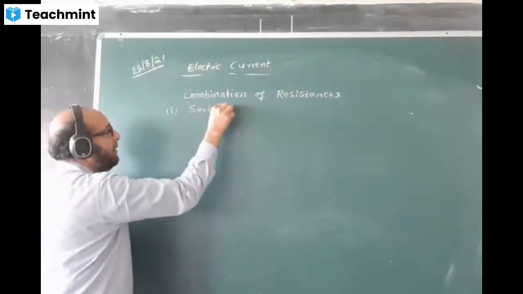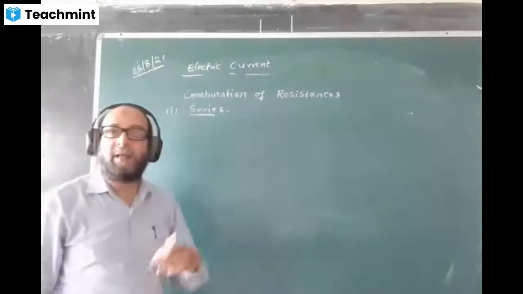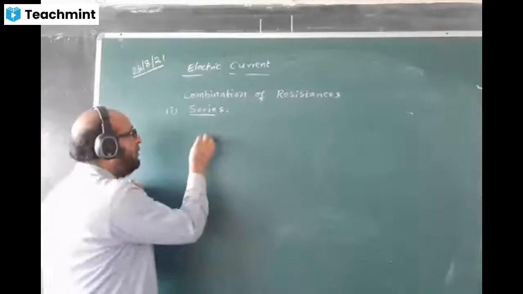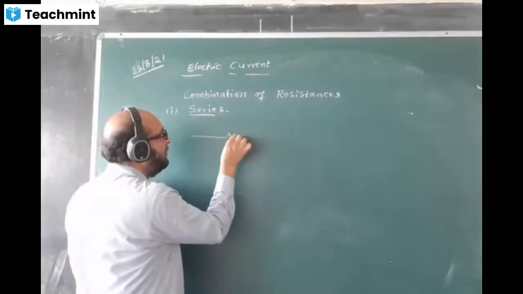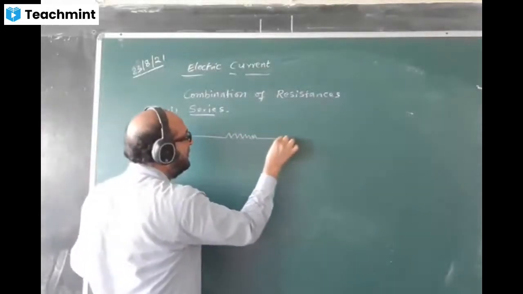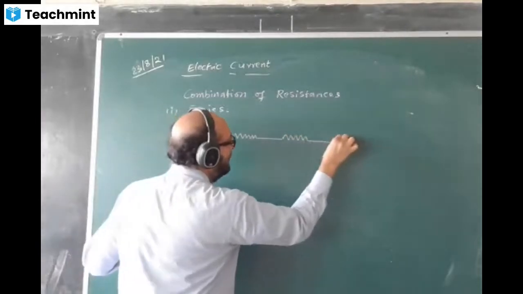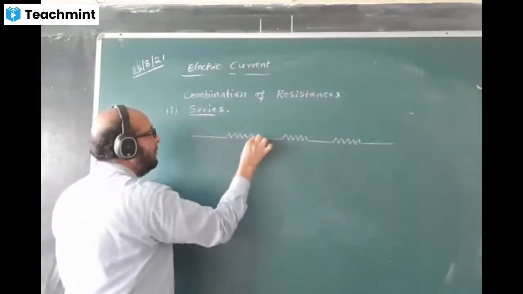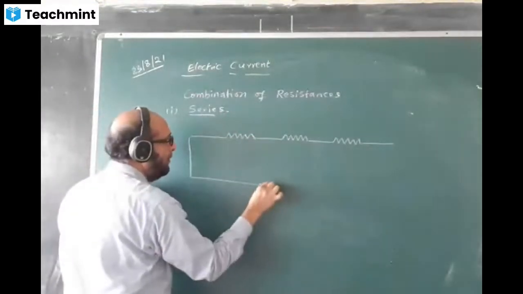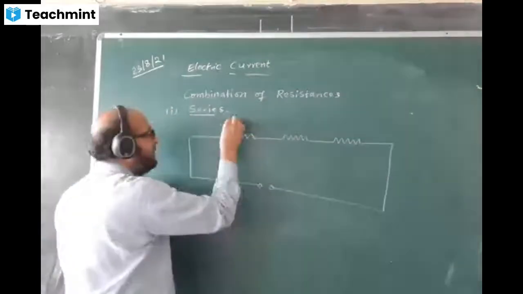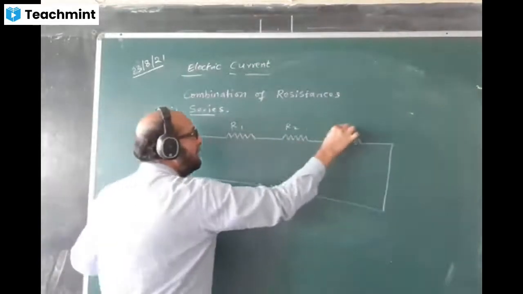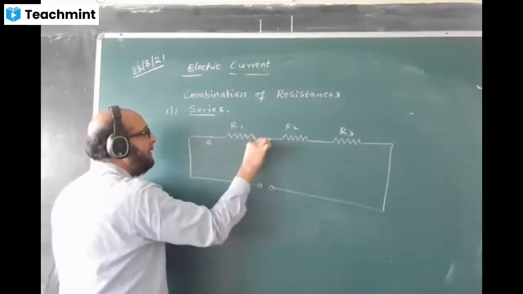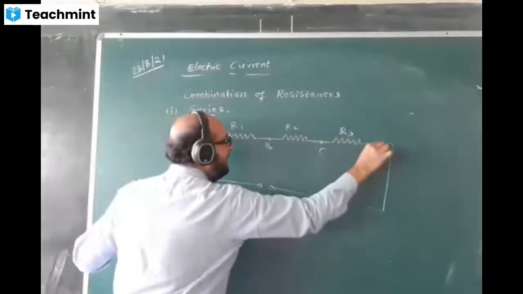One is series combination, the other one is called parallel. So first we are doing series combination, and then we'll find a formula also for it. Series combination will be like this. This is how we draw the resistance in a circuit. This is a symbol for resistance, like this. This is R1, this is R2, this is R3. Let us take the ends of this one as A, this is B, this is C, this is D.